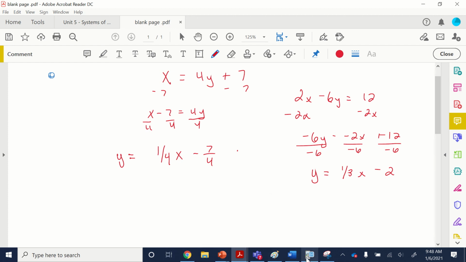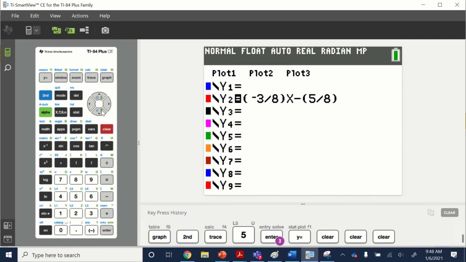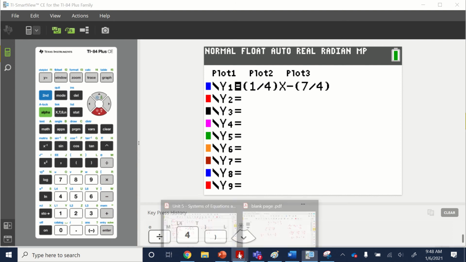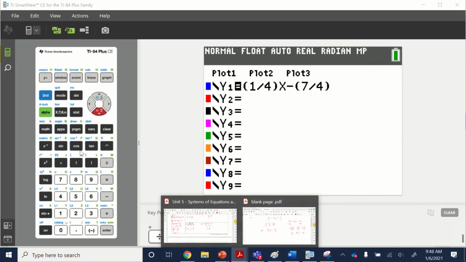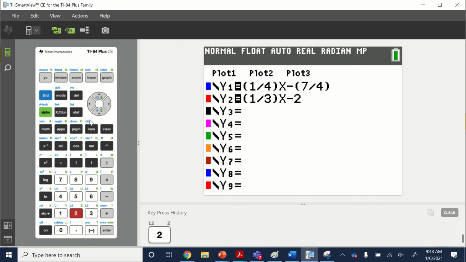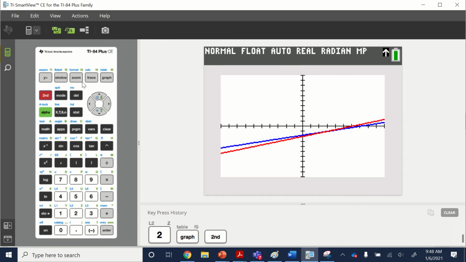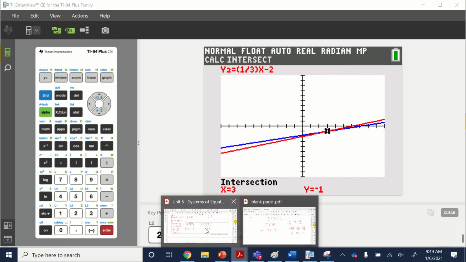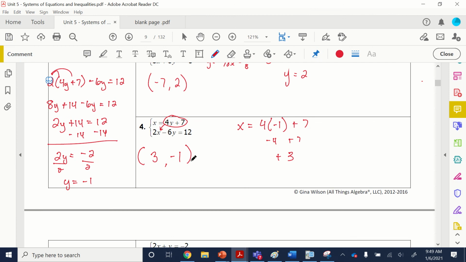1/4 x minus 7/4, 1/3 x minus 2. Yes, 3, negative 1. 3, negative 1. Pretty straightforward stuff, really, at the end of the day.